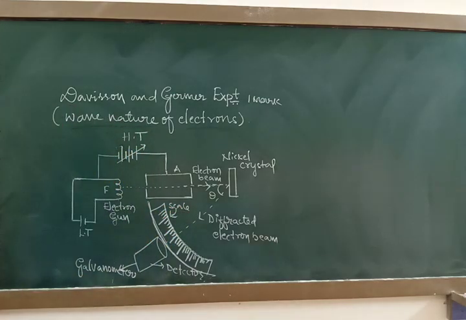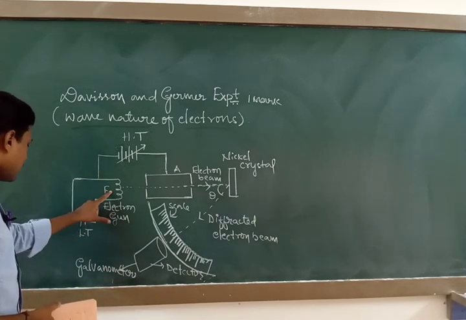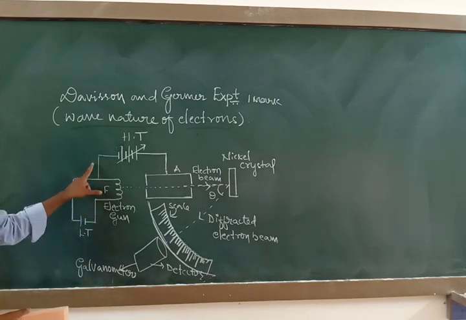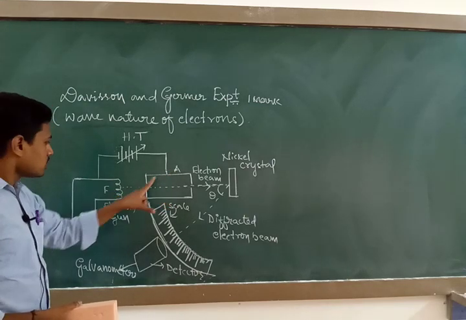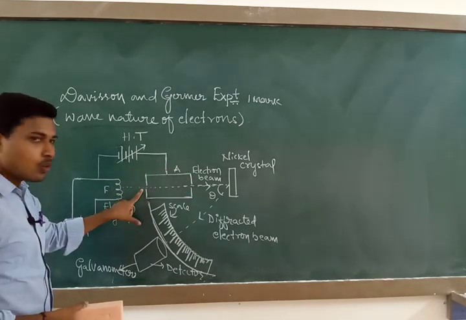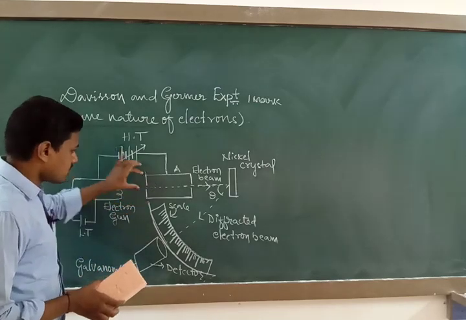Okay students, so this is about the experimental arrangement considered by Davisson and Germer in order to prove the wave nature of the electron. The experimental arrangement consists of one electron gun, that is the filament, and that filament is subjected to the low tension power supply. This filament is also connected to this anode. Generally this anode is nothing but a cylindrical chamber provided with a small hole along its axis.